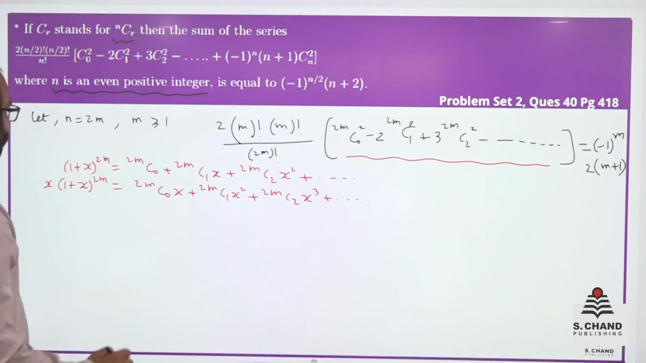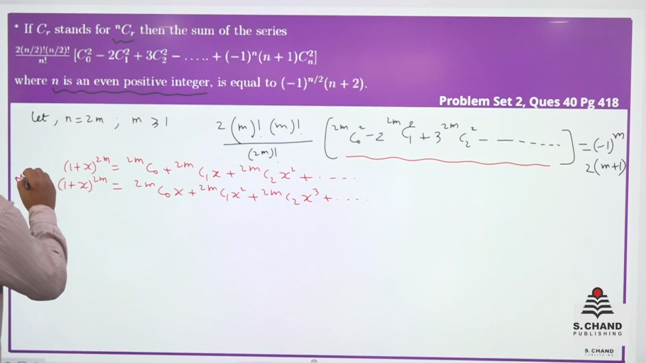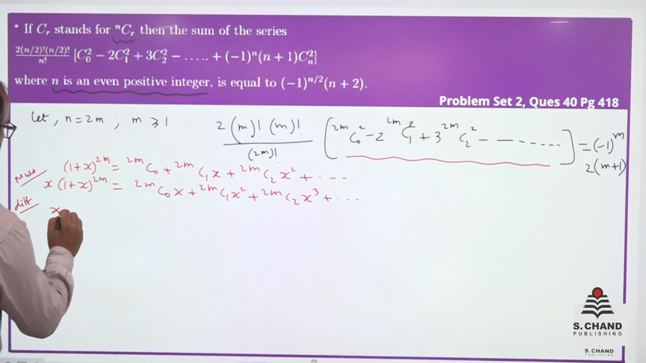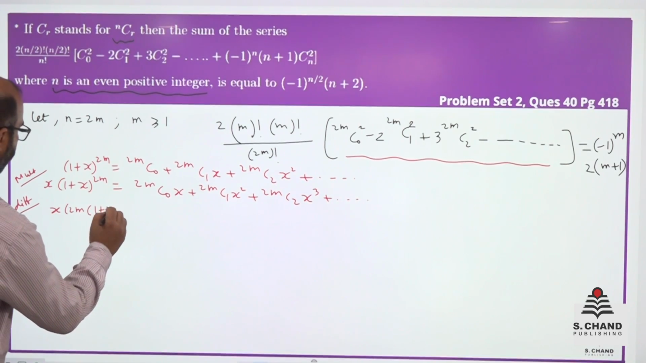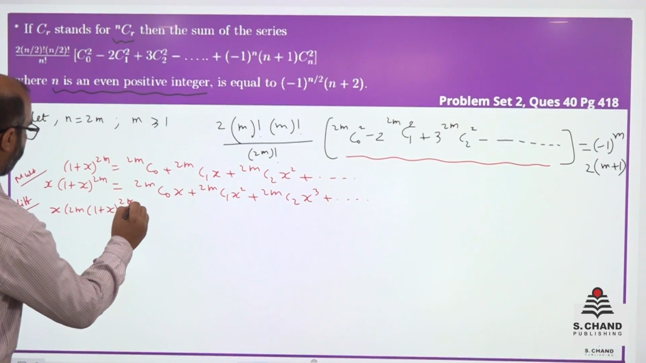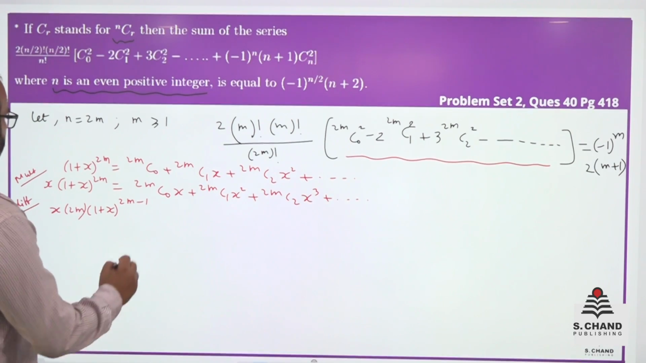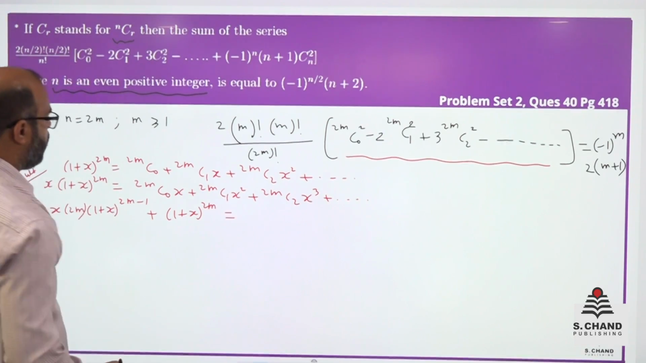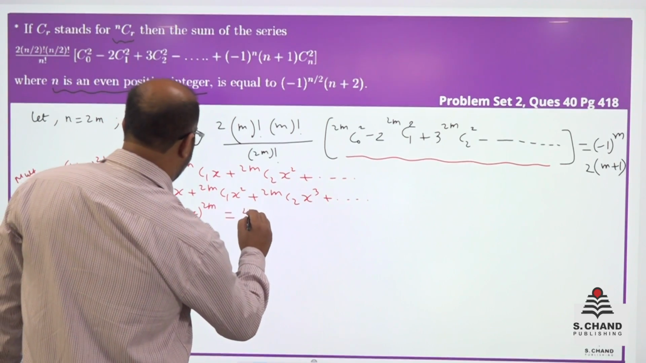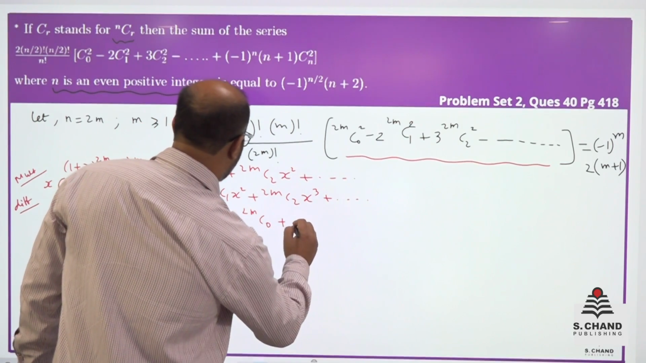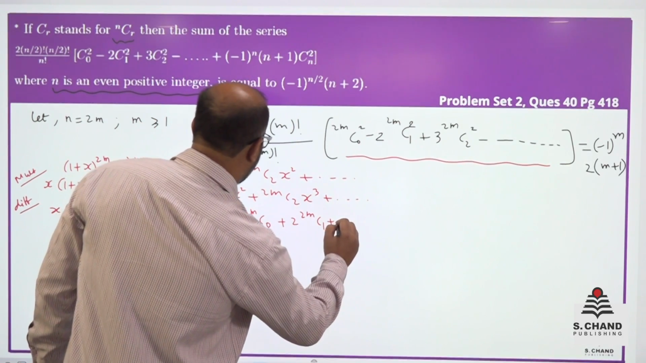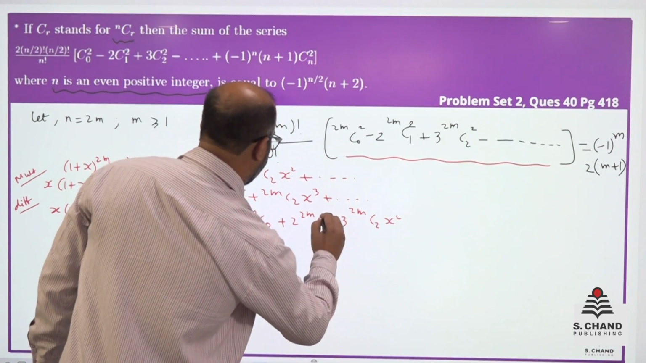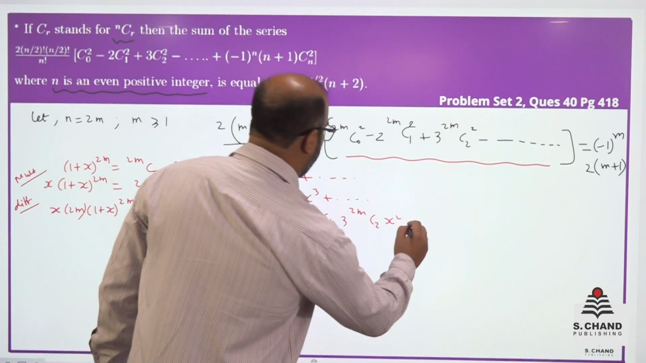Now we have multiplied with x, so let us differentiate with respect to x. So x into 2m into 1 plus x to the power 2m minus 1, plus 1 plus x to the power 2m, since the differentiation of x is 1. On the right hand side it will be 2mC0 plus 2 into 2mC1 x plus 3 into 2mC2 x square, and so on.